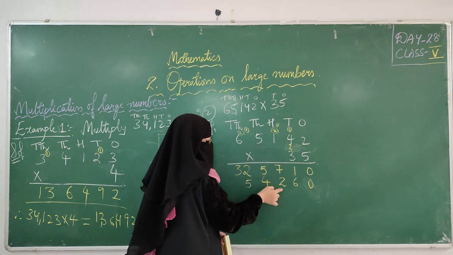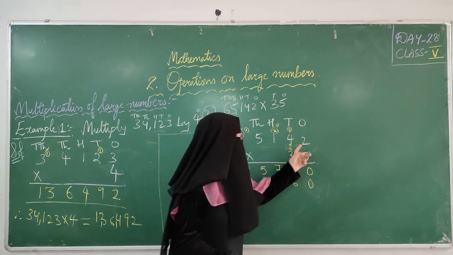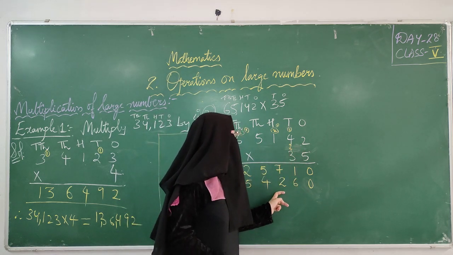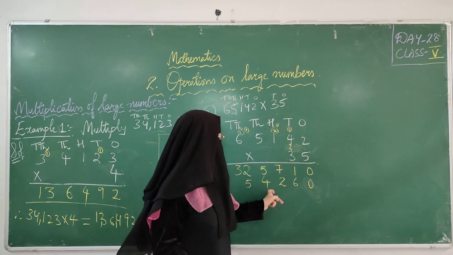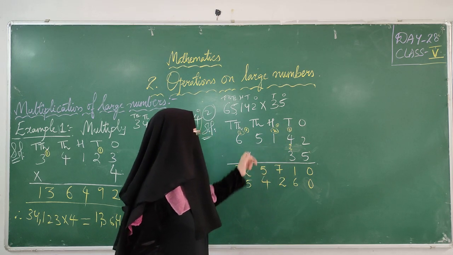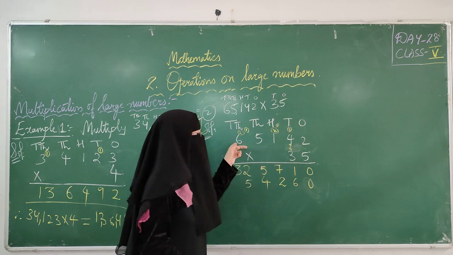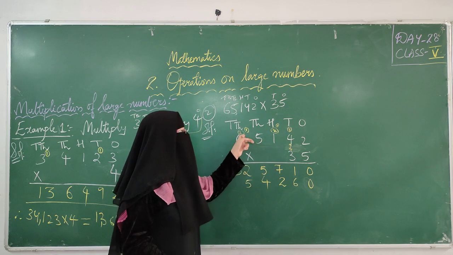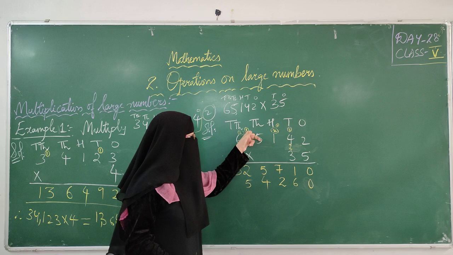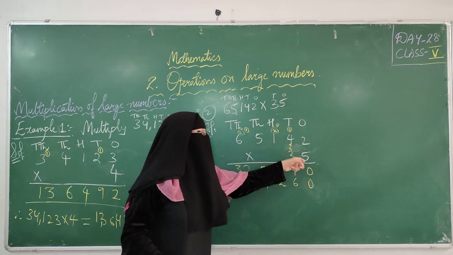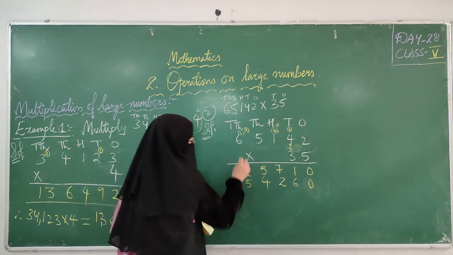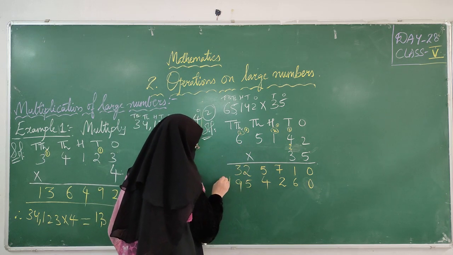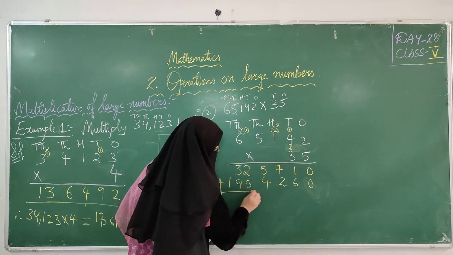3 2s are 6, we did; 3 4s are 12, carry 1; 3 1s are 3, 1 I am adding, 4; 3 5s are 15, 5 I am writing, 1 I am sending as carry. 3 6s are 18, 18 plus 1. Don't add this carry, add this carry, because this carry belongs to 3, this 2 carry belongs to 5. 3 6s are 18, 18 plus 1 is 19. Okay, then add these numbers.